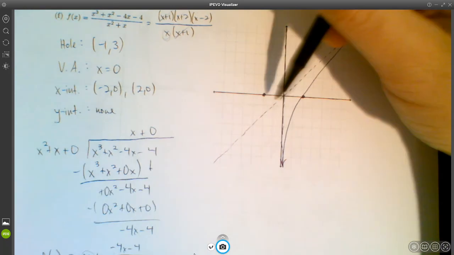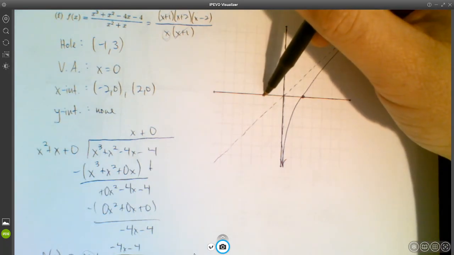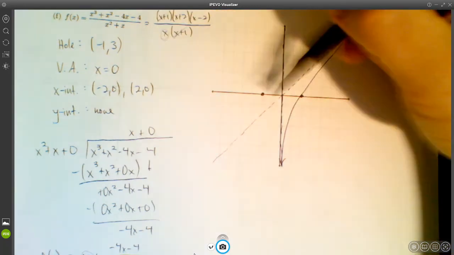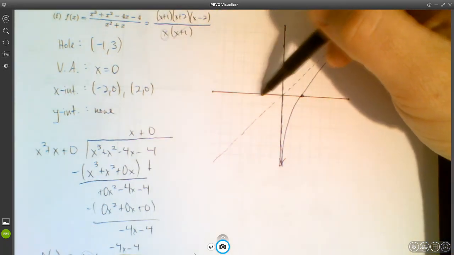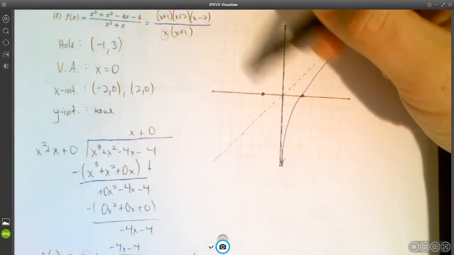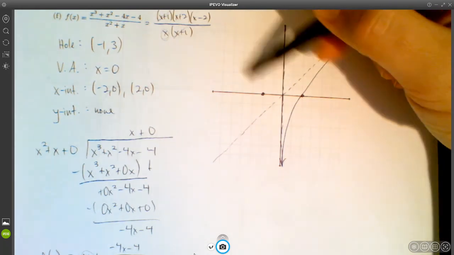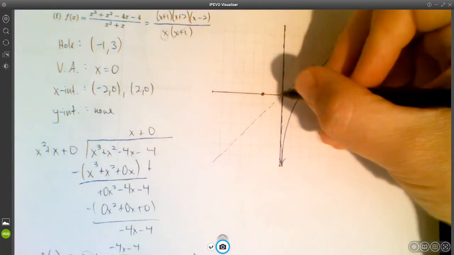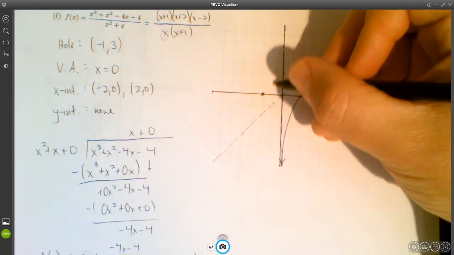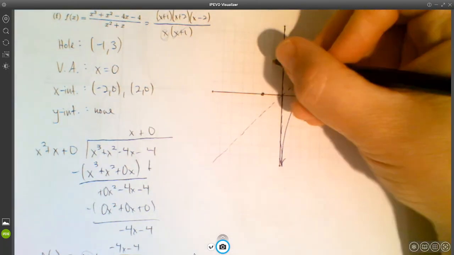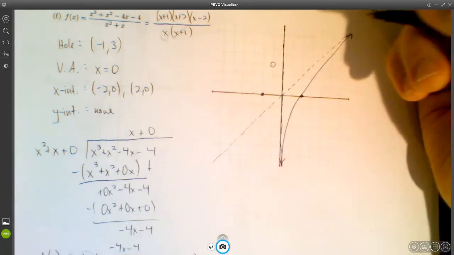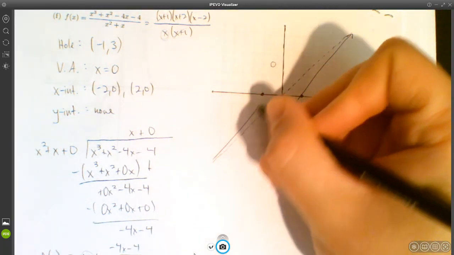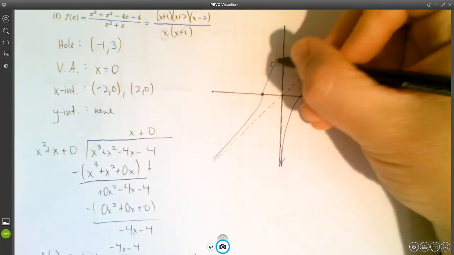And since this x-intercept was a multiplicity 1, I don't think that it's just going to kiss and come back down. I think if it crosses, it has to cross through, which leads me to believe that the function is not going to cross its oblique asymptote there. I think it really does have a hole at negative 1, 3. I think really this is what's happening, right? So I think it's really doing this thing.